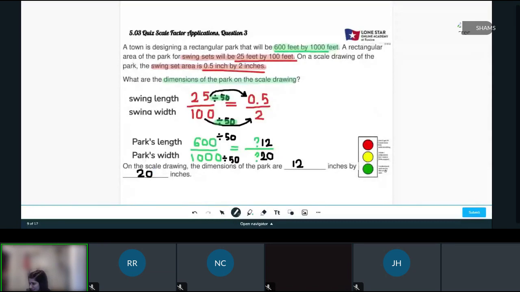Are there any questions before we end the session, Nina? Yes. So this was a little bit of multi-step. I was looking at the complete information for the swing. Then I applied that to the park. This question 3 was the only one I was thinking would be a little bit more steps, might confuse some of you. So it was a 12 by 20 park.